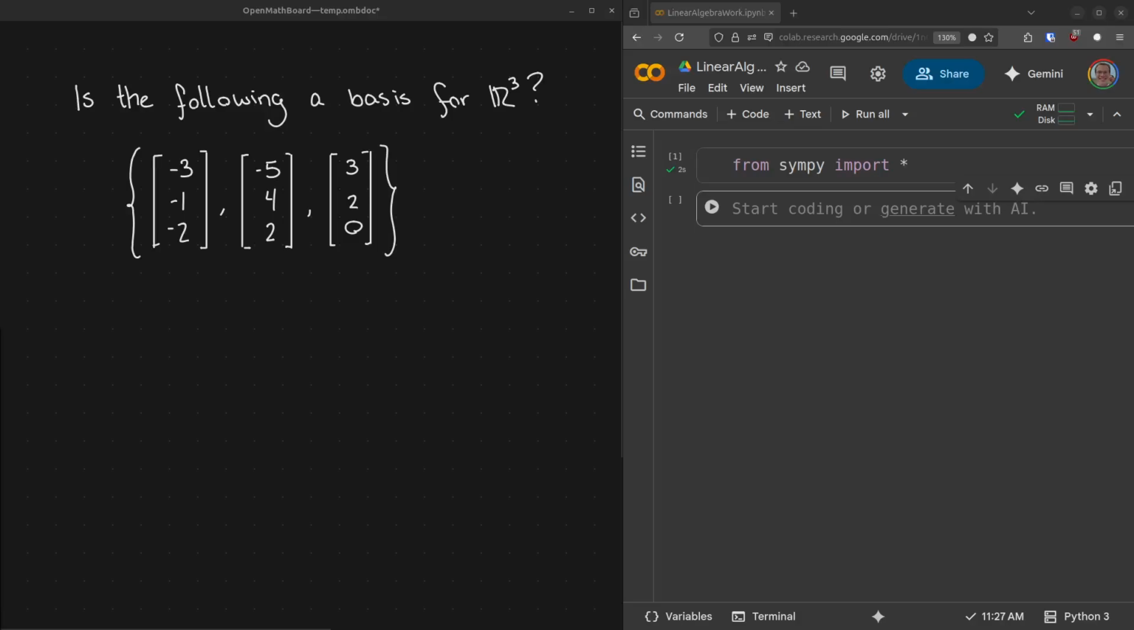Let's take a look at another example. Is the following set of vectors a basis for R3? Okay, so again, we want to determine if the vectors are linearly independent and if they span all of R3.